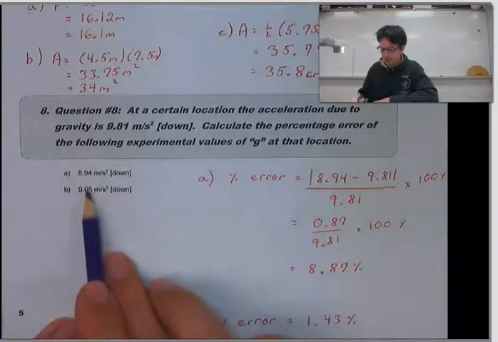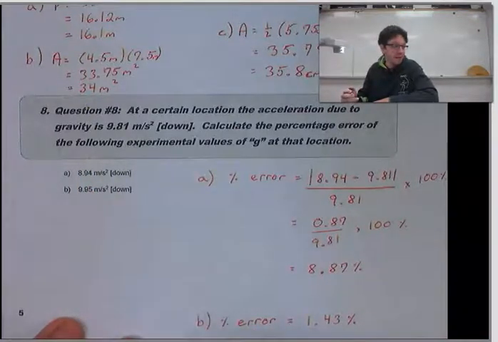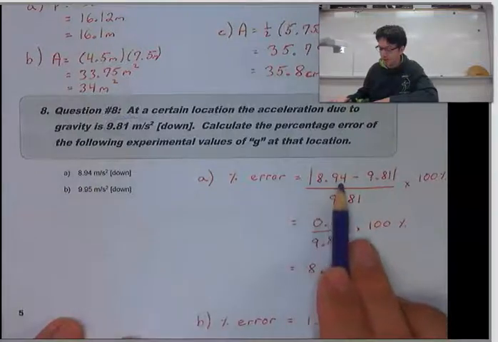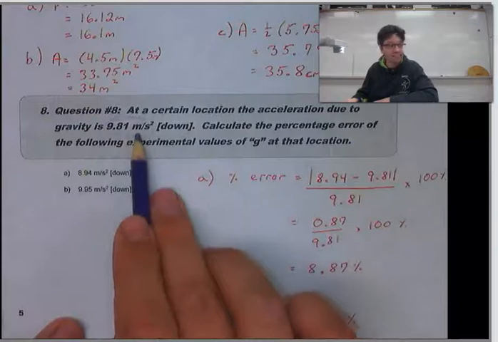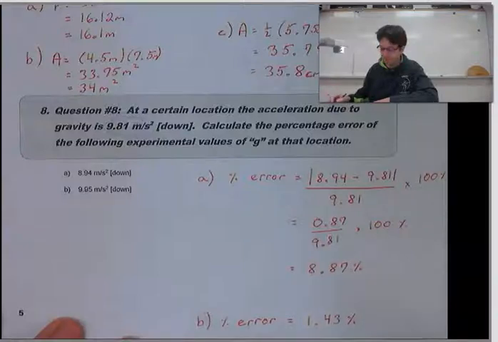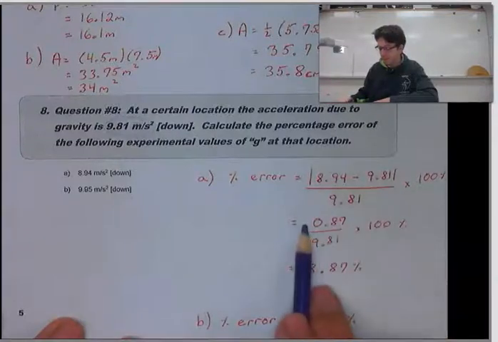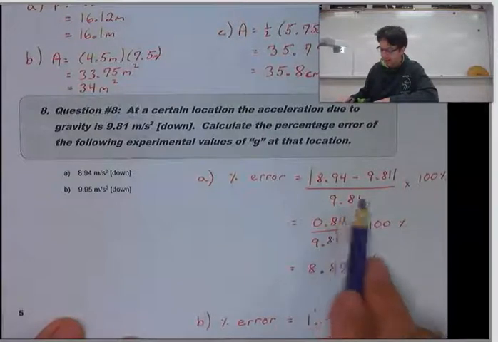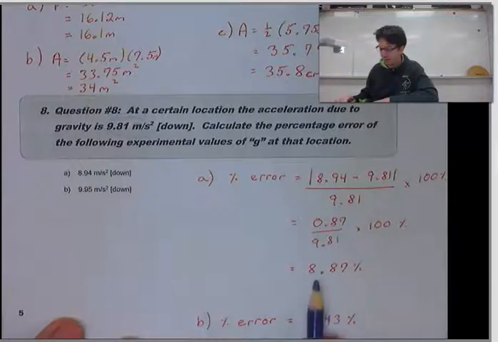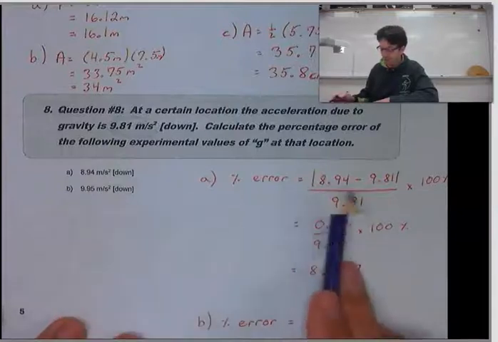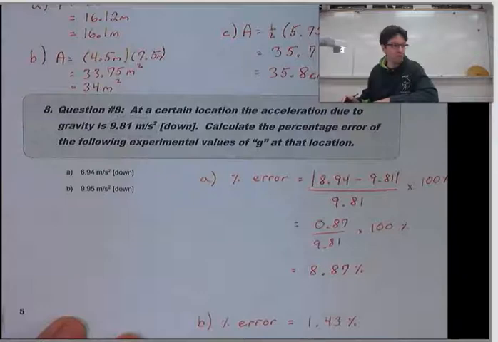So we have two people that make measurements, and we want to know how far off they were from that theoretical value. So to do that for person A, we take their number, 8.94, subtract it by that accepted value. Absolute value just gets rid of the negative sign. So without it, it would have been minus 0.87, but with the absolute value, we just get rid of the negative. And then divide by that theoretical value. And we get 8.87%. We can do the same thing with 9.95 instead of 8.94, and we get 1.43%.